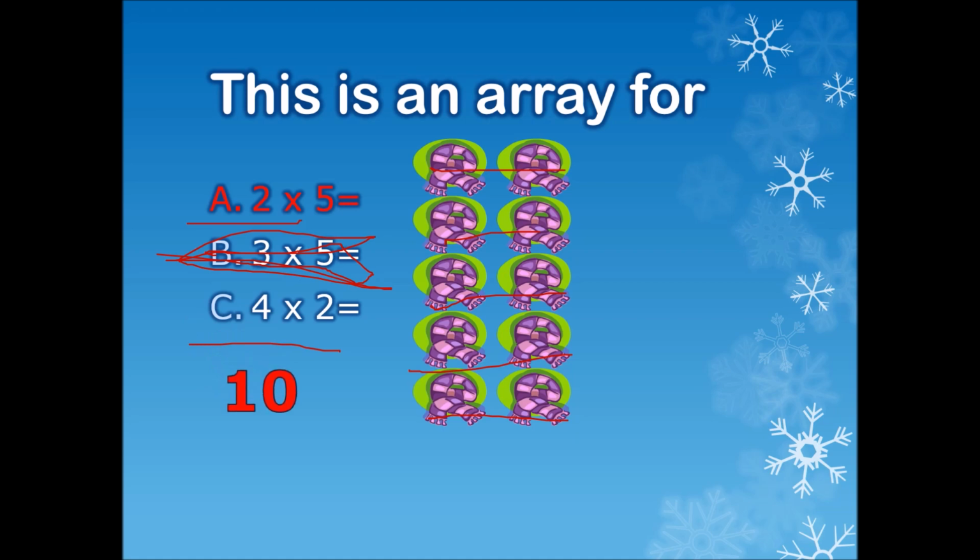A is like counting by twos 5 times, like 2, 4, 6, 8, 10, or by 5 2 times, 5, 10. This array equals 10.